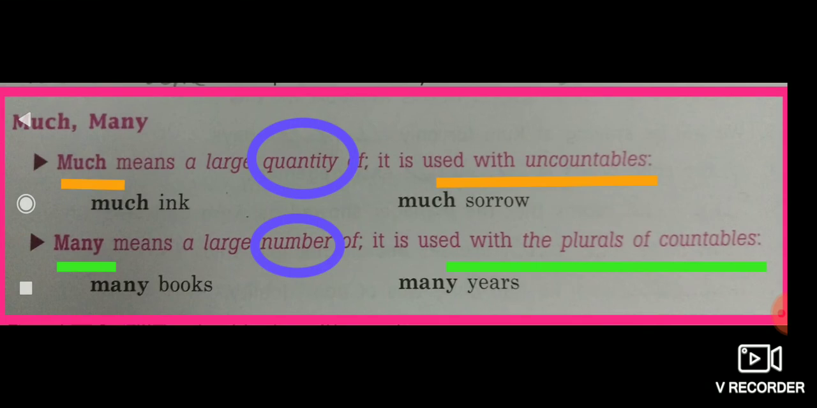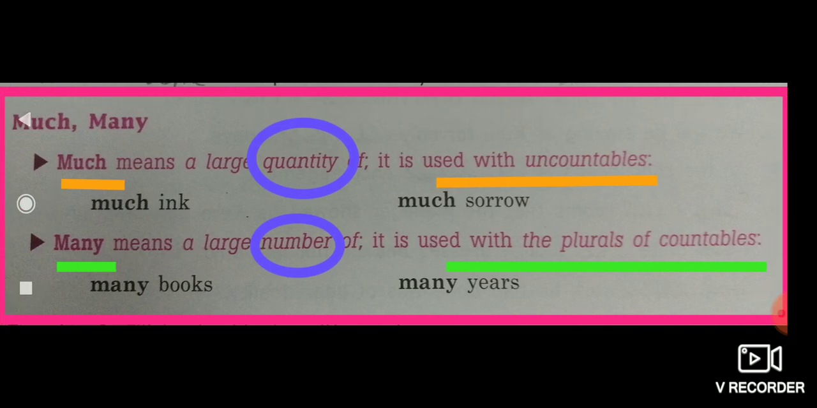Next is much and many. Much is used with uncountable nouns to show large quantity of nouns or pronouns, and many is used before countable nouns only, and that must be plural, to show large number of nouns or pronouns. Like much sorrow, here sorrow is uncountable noun, and to show large quantity of sorrow we have used here much.